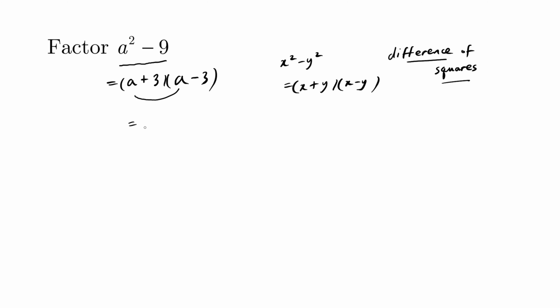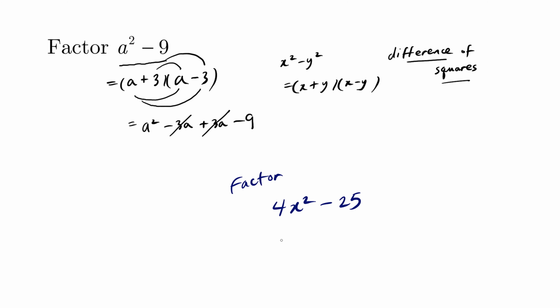First, a times a is a squared. Outside, a times negative 3 is negative 3a. Inside, 3 times a is positive 3a. And last, 3 times negative 3 is negative 9. As you can see, the middle terms always cancel for difference of squares, which is why we can factor this way. Now you try. Try factoring 4x squared minus 25.